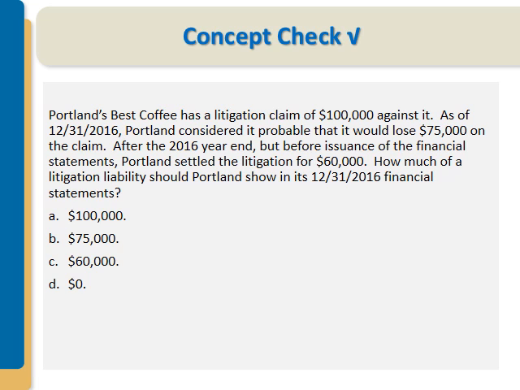Portland's Best Coffee had a litigation claim of $100,000 against it. As of 12/31/2016, Portland considered it probable that it could lose $75,000 on the claim. After the 2016 year end, but before issuance of the financial statements, Portland settled the litigation for $60,000. How much of a litigation liability should Portland show on its 12/31/16 financial statements?